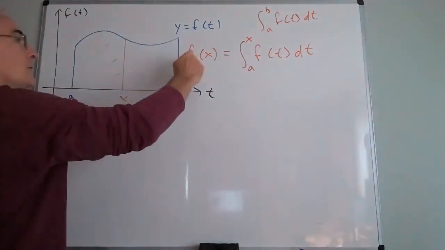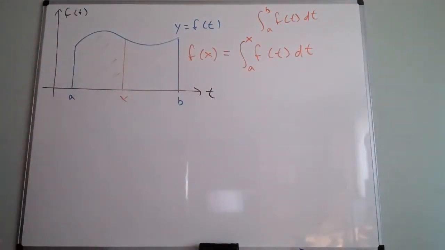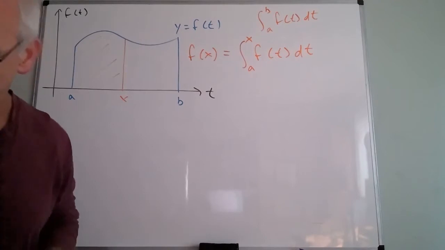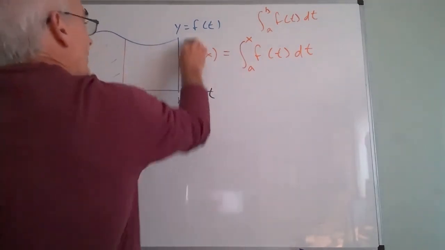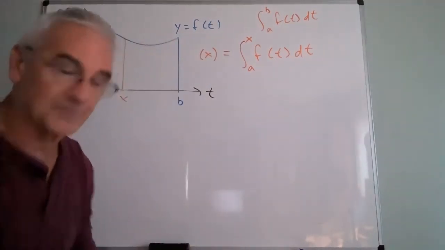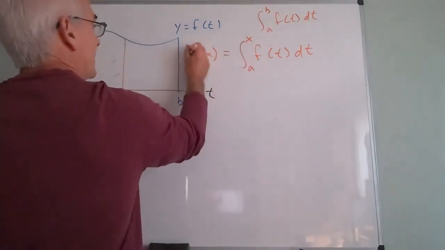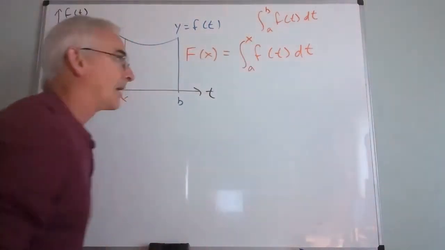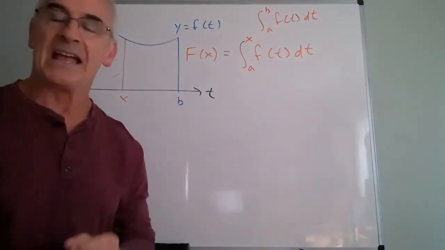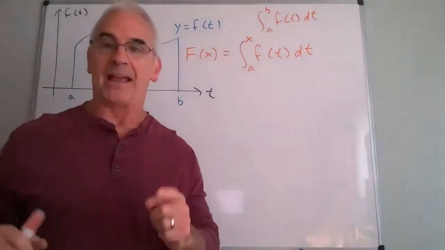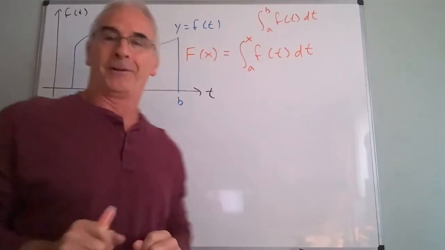But I'm going to define that to be f of x, which is, I'm sorry, my bad. Not little f, sorry, capital F. Sorry about that. It can't be the same. All right, I'm going to call it capital F of x. And I like to think of it as the area so far.